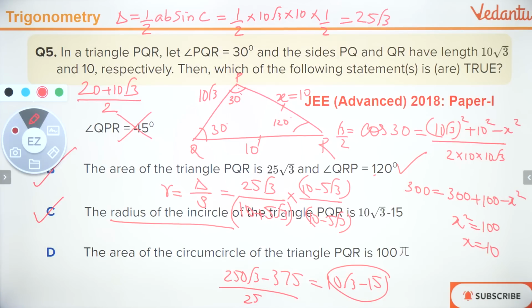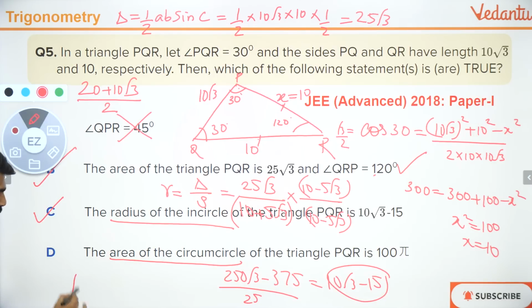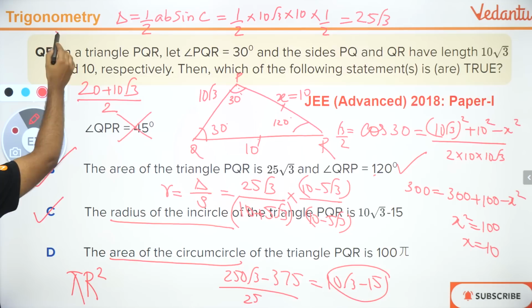I just have to check option D. They are asking what is the area of circumcircle. What is the area of circumcircle? It is pi into capital R square. So I just need to find out what is my capital R, which is nothing but my circumradius. So what is circumradius? How do I find it out?